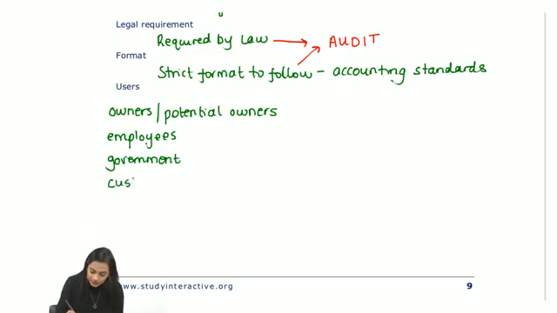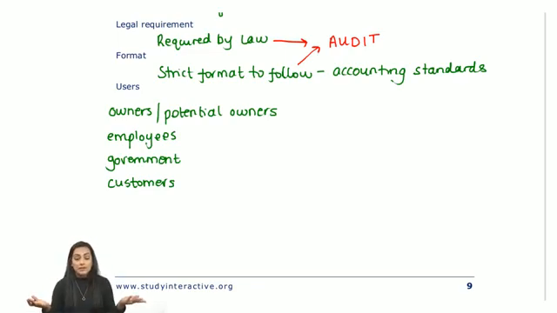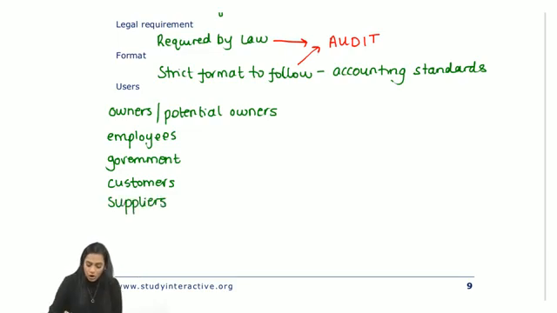Customers may be interested in financial information. For example, BHS, well, if there is a sale, would love to know. But more importantly, you can have suppliers who are interested in financial information.